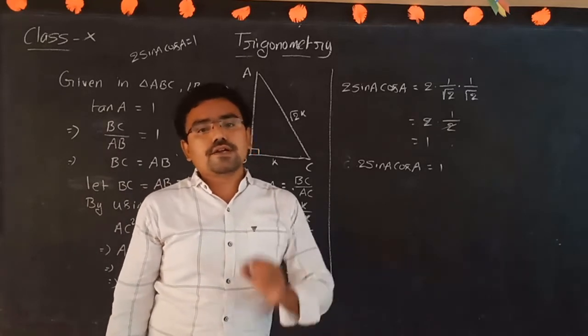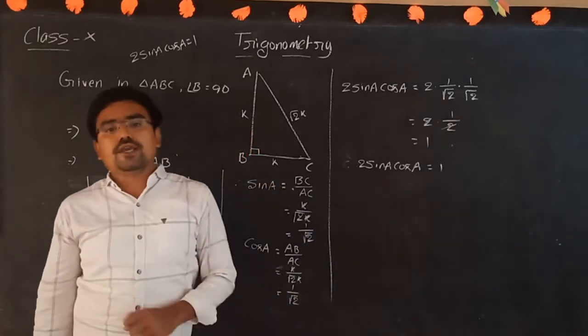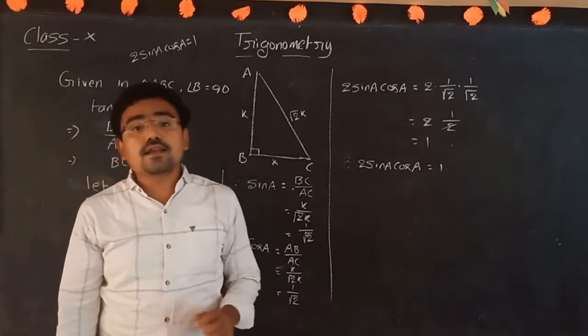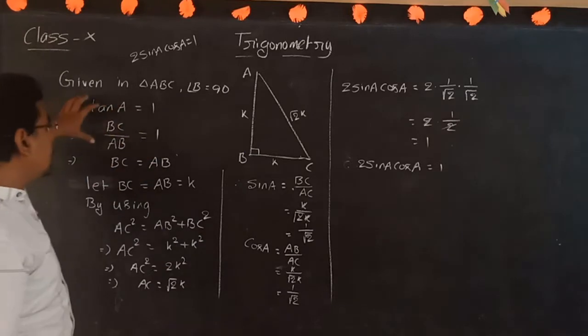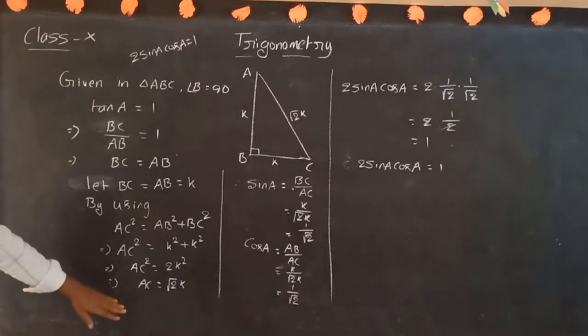At last, hence verified. This is the process to check whether the given condition is correct or not. So here, what is given? Tan A value, how much is given? 1 is given, where in a right angle triangle, right angle at B, and tan A equals 1 here. So by using this, first we identify the AC value.